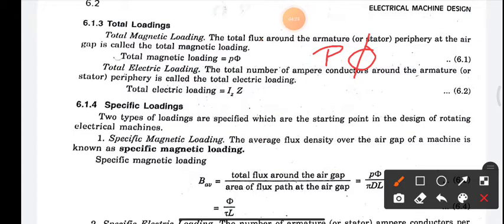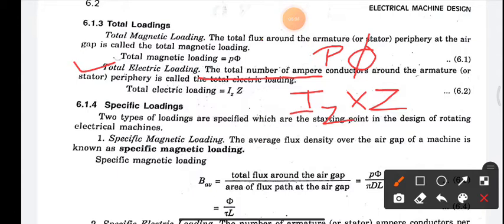Now next, total electric loading. What is electric loading? It is nothing but the total number of armature conductors around the armature periphery, expressed as the total number of ampere conductors. What does that mean? We know that the number of conductors is represented by Z, and Iz is the current carried by each conductor. So our definition was the total number of ampere conductors around the armature.